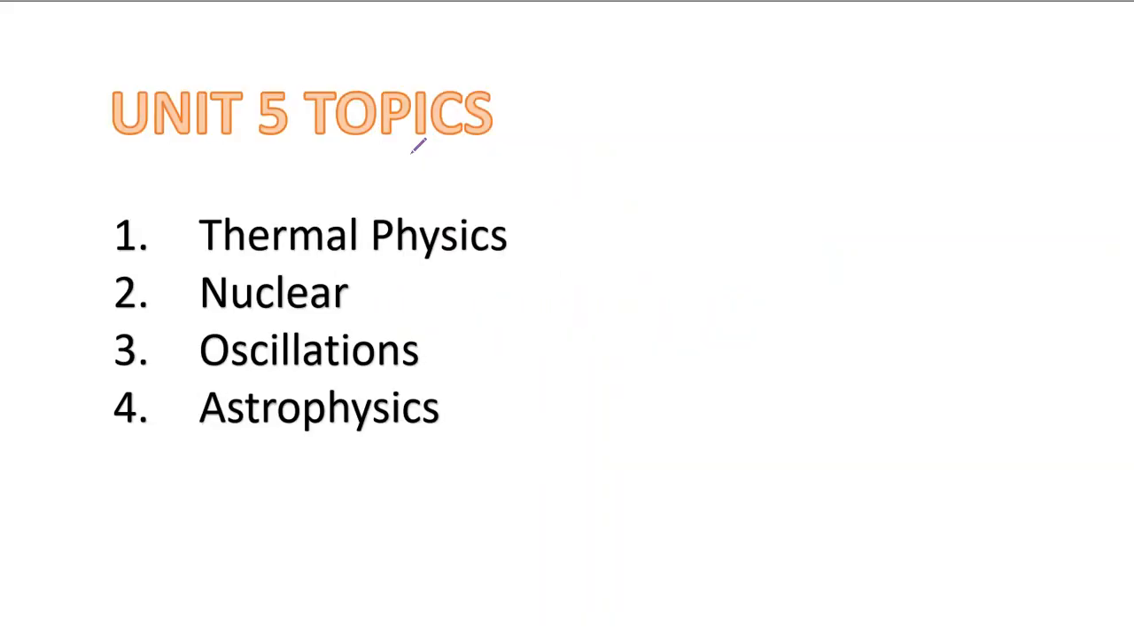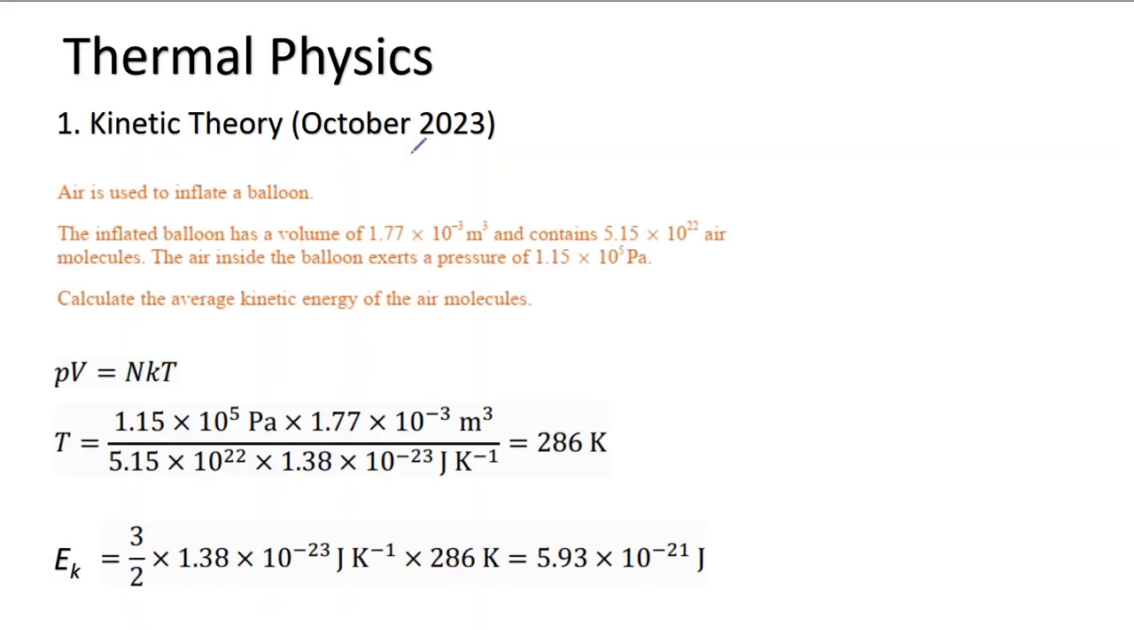Now let's take a look at the topics for Unit 5. So first we have thermal physics, then nuclear physics, oscillations, which is basically simple harmonic motion, and then astrophysics. So for thermal physics, the first section we'll be looking at is a question from October 23.